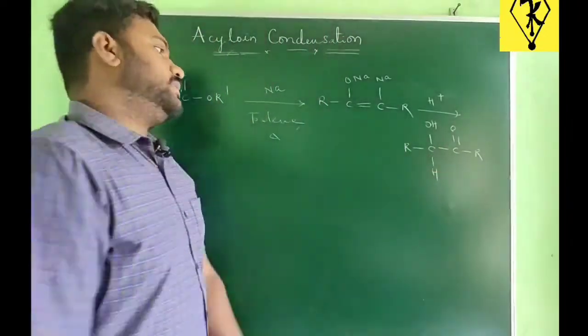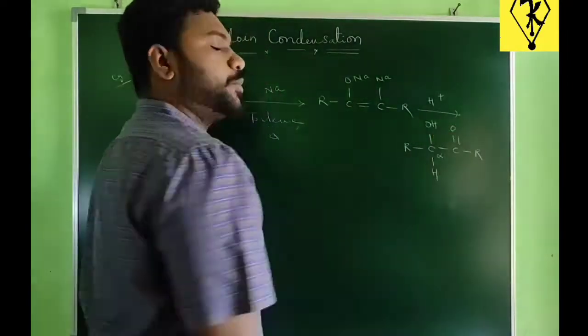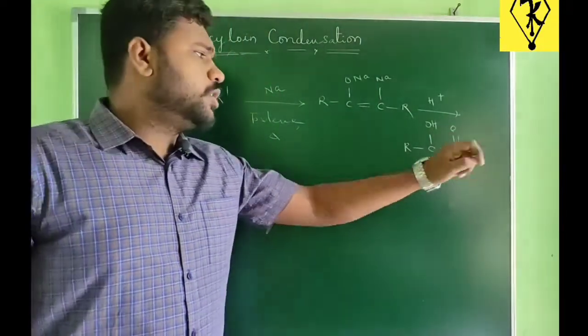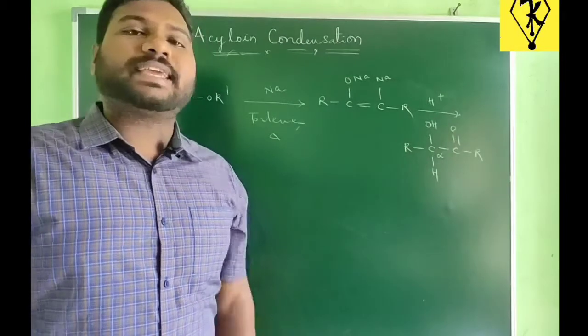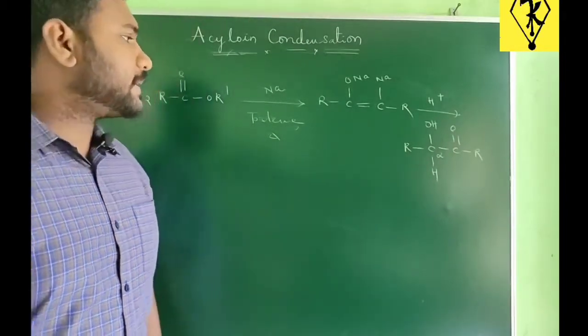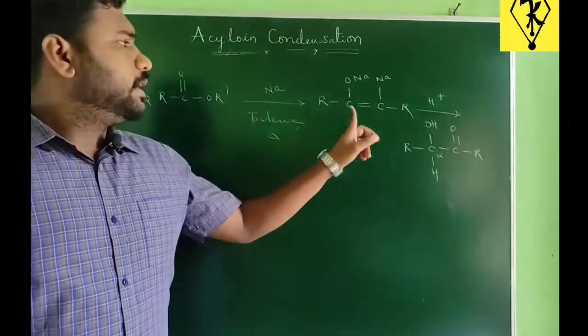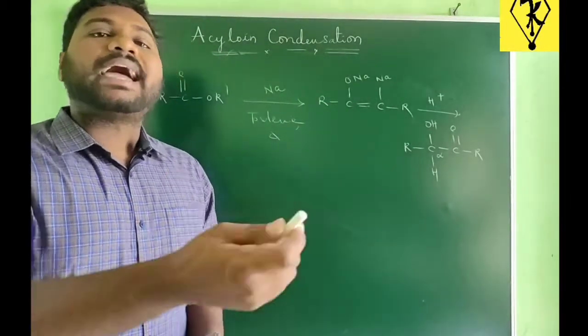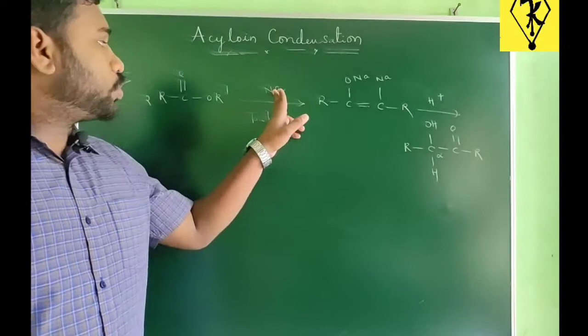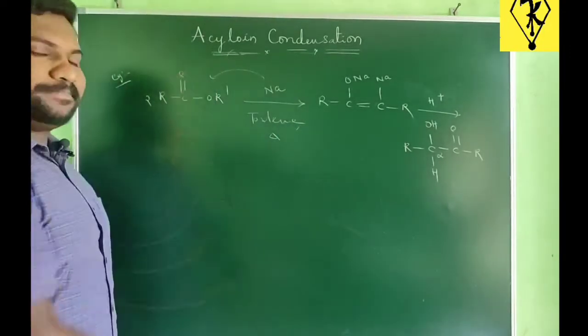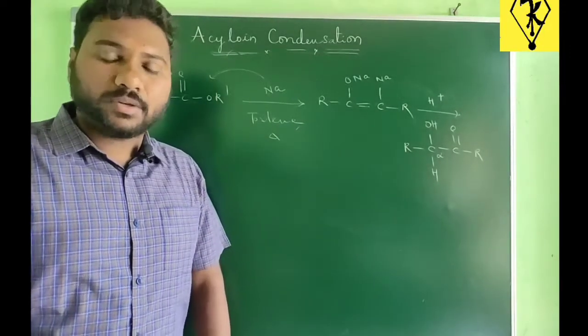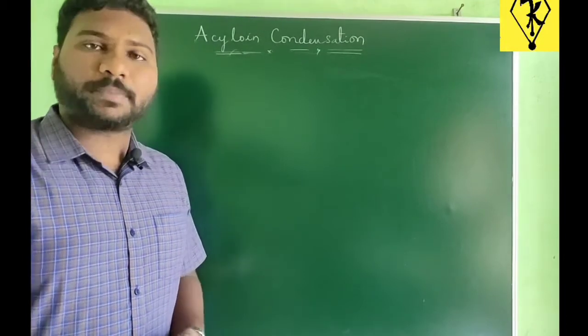Alpha hydroxy, this hydroxy group is present in the alpha position with respect to this ketone group, so that's why this is alpha hydroxy ketone or acyloin. Now we'll discuss its mechanism, how this mechanism happens. Before that, in this reaction we can observe a direct transfer of electrons from sodium to this ester. We'll discuss the mechanism now.